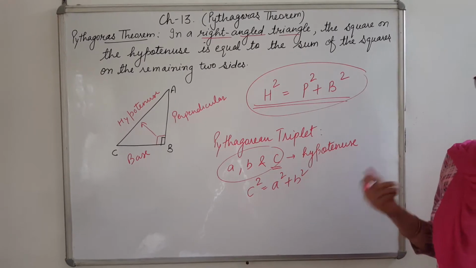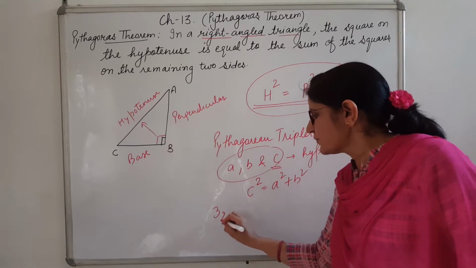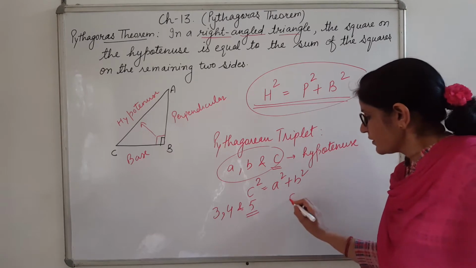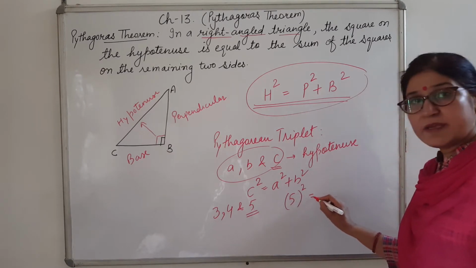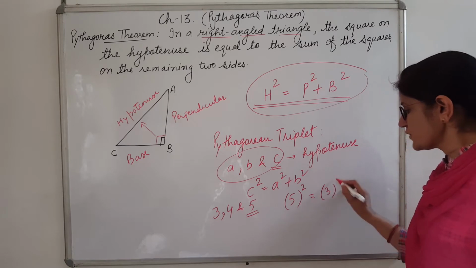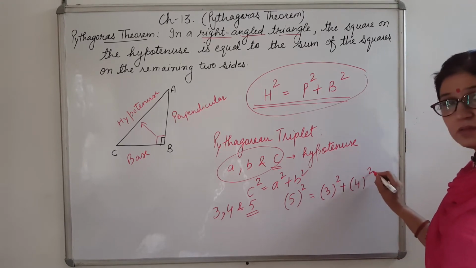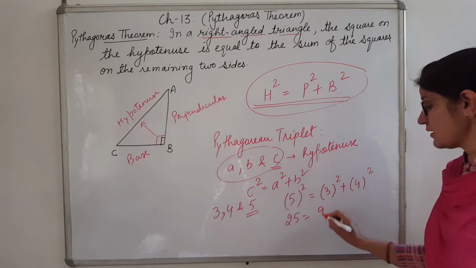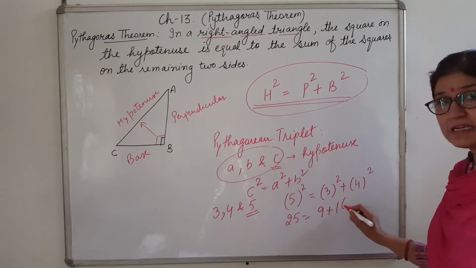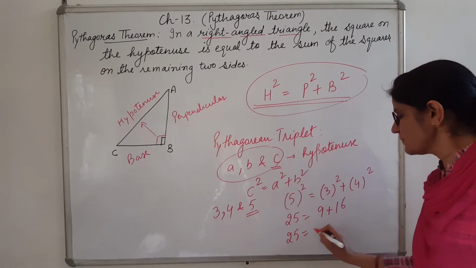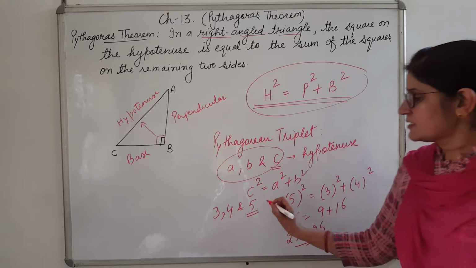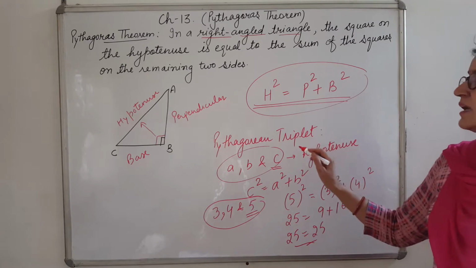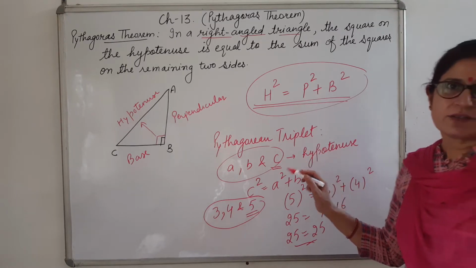I want to give you one more example. You can take three numbers 3, 4 and 5. Here 5 is the greater number. So 5 square should be equal to the sum of the squares of the other two numbers. 5 square is 25, 3 square is 9, 4 square is 16. So 25 equals 25. That means these three numbers satisfy the Pythagoras theorem. That's why they make a Pythagorean triplet.